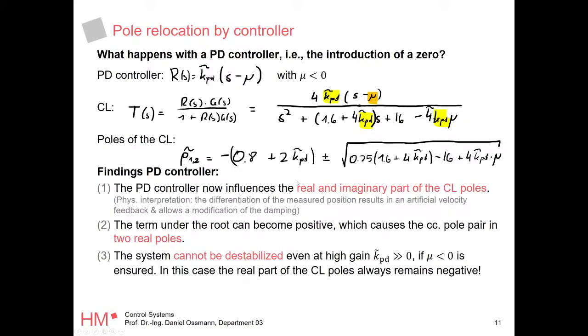Remember, if you have a PT2 system and you have two real poles, you don't have any oscillation in there. Funny thing, or no, not funny, interesting thing is, however you select KPD, you will never be able to destabilize it. So you will never be able to make the poles have a positive real part. But it's just more like the side news.